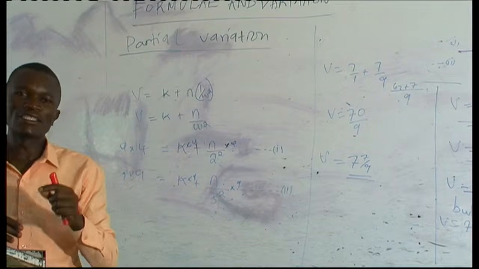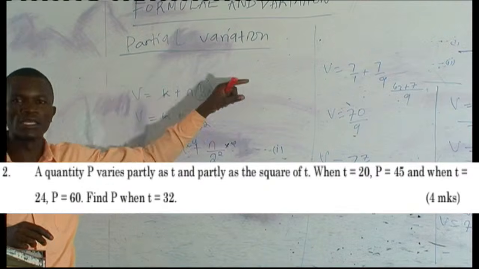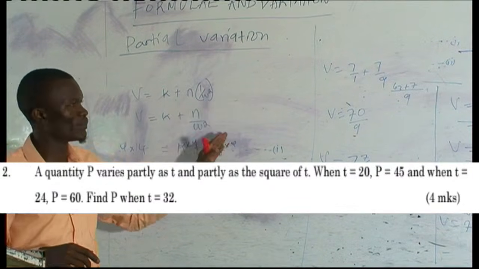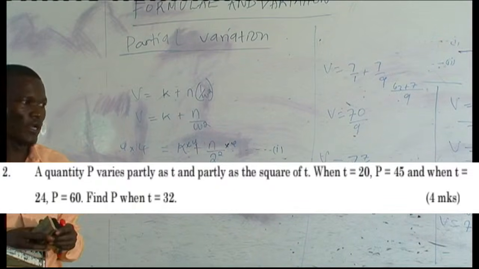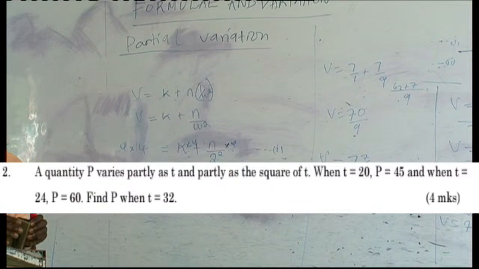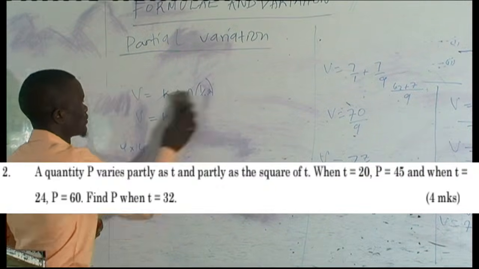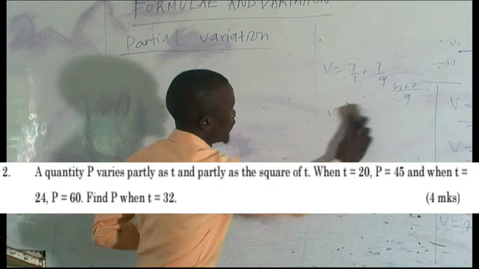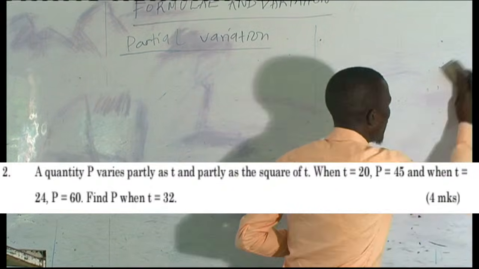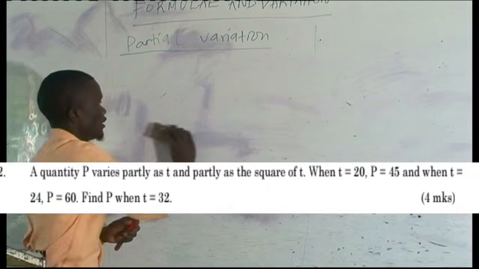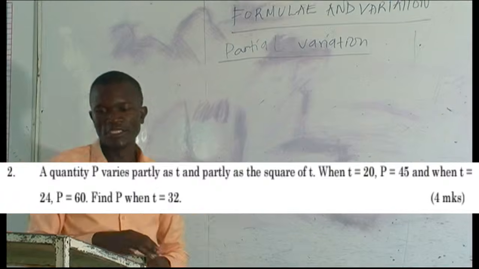But it is a type of partial variation, because we have one part which varies partly as t and another part which varies partly as the square of t. It is a type of partial variation, but here we don't have a constant. How do we go about this particular question? Our main aim here, learners, is to solve for the value of p when t is 39.